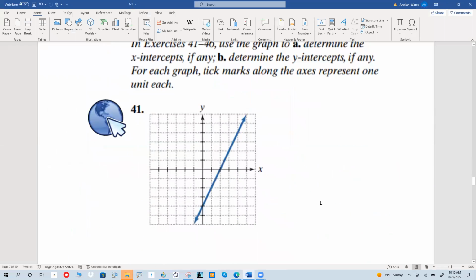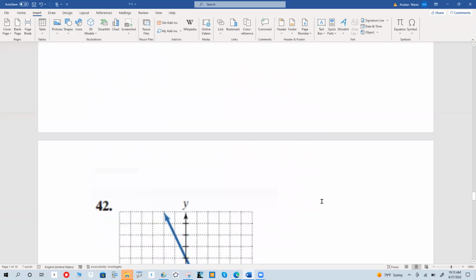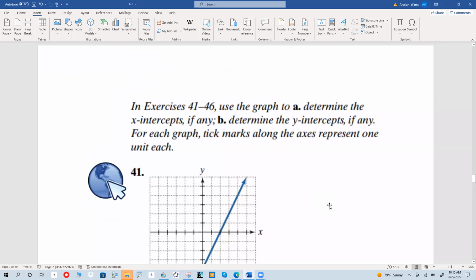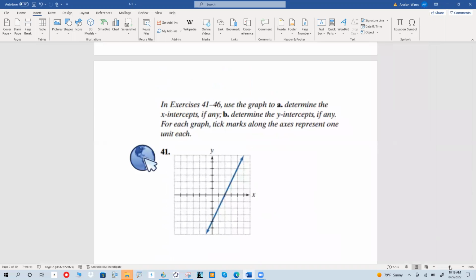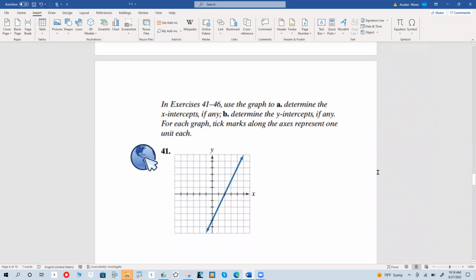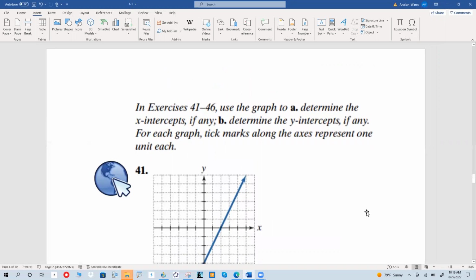Okay, let's see what this one is. This one is easy. Let's go over it orally. I won't use Polypad. Read this, 41 through 46. Use the graph to determine the x-intercepts and y-intercepts for each graph. Tick mark along the x-axis. Who's going to tell me? I'm going to ask you guys to tell me.